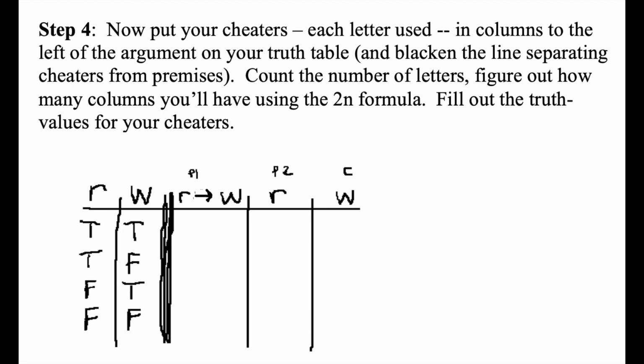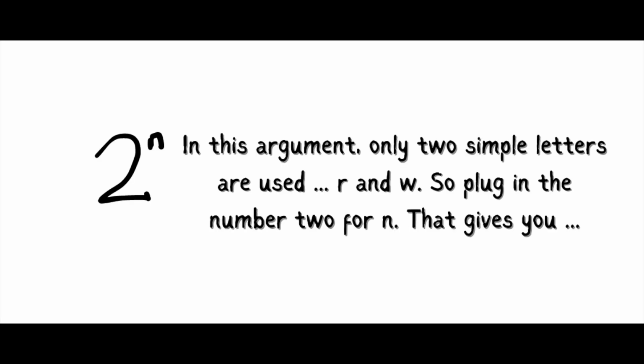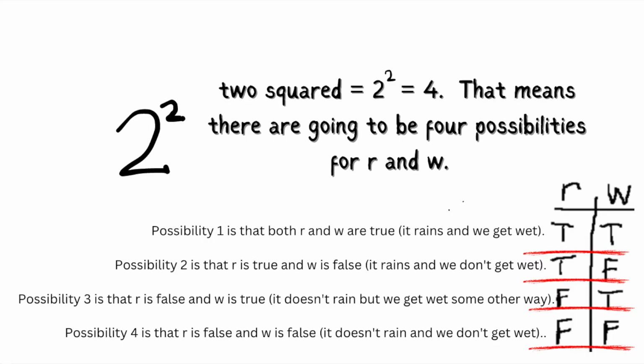Count the number of letters, figure out how many columns you'll use using the 2 to the n formula. Fill out the truth values for your cheaters. Well, 2 to the n, well, let's see, n is going to be the number of letters used total. There are 2 letters used total, R and W. 2 to the 2, squared, is 4. So there are going to be 4 possibilities. For R, we're going to do half true, half false.